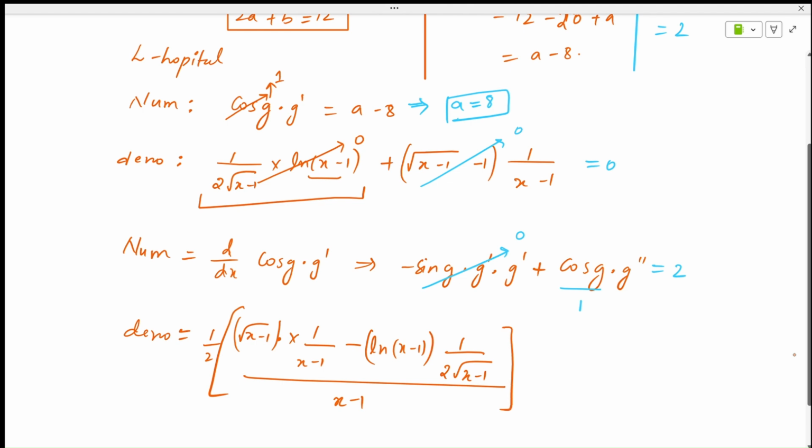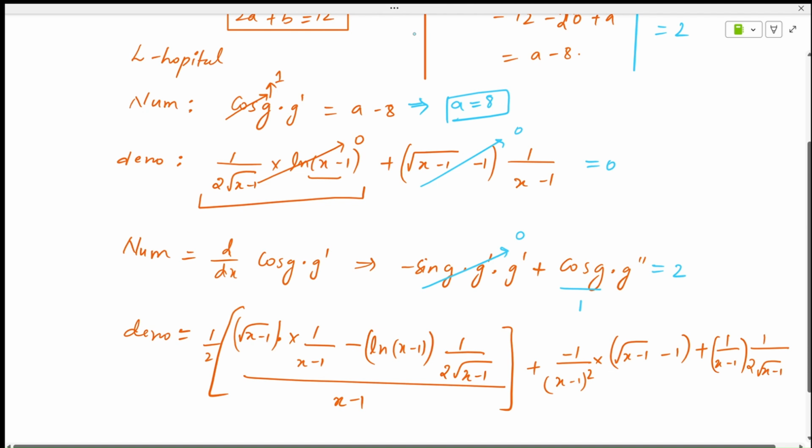Then the second part, once again we'll use uv. So 1 by x minus 1 differentiation is minus 1 by x minus 1 whole square into, simply we'll write the other term, x minus 1 minus 1 plus 1 by x minus 1 into, if we differentiate this, we'll get 1 by 2 root x minus 1. That's it. So now let us substitute the value here.